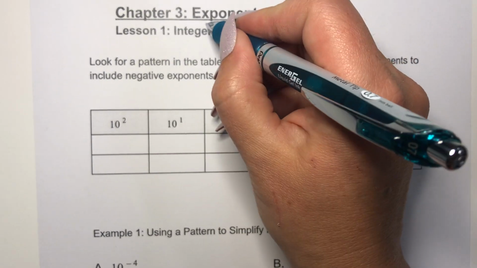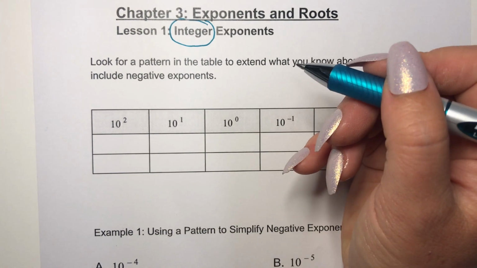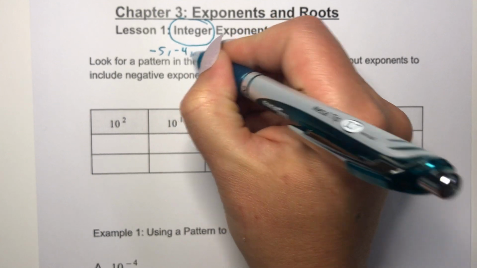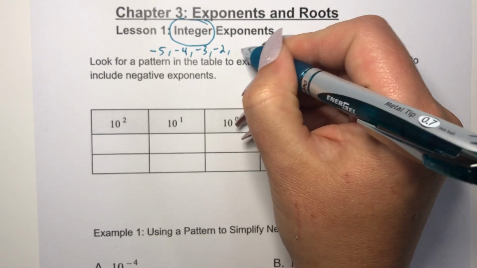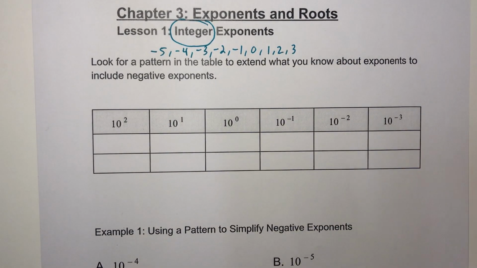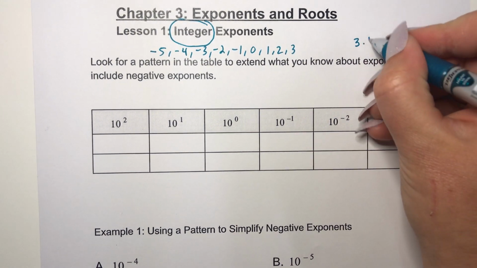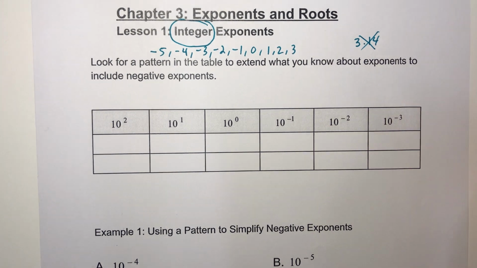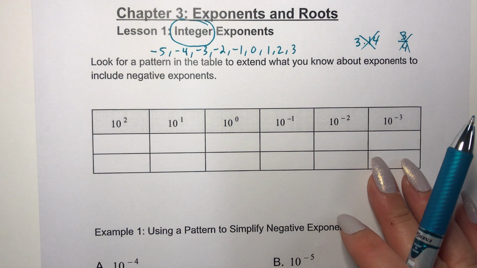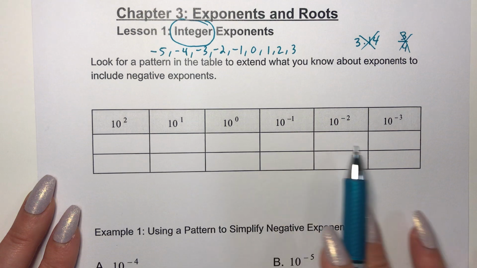Okay. Integers. Those are positive and negative whole numbers, right? Whole numbers are 0, 1, 2, 3, 4, 5. So an integer could be -5, -4, -3, -2, -1, 0, 1, 2, 3, and so on. Something that would not be an integer would be a decimal like 3.14, or a fraction. They need to be positive and negative whole numbers. That's what integers are.